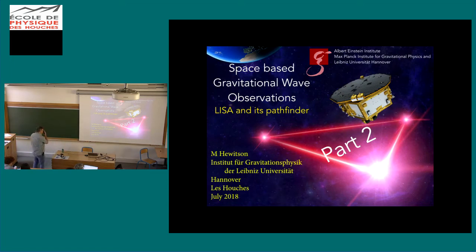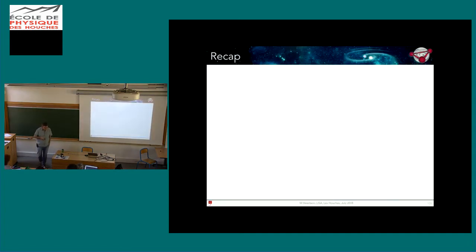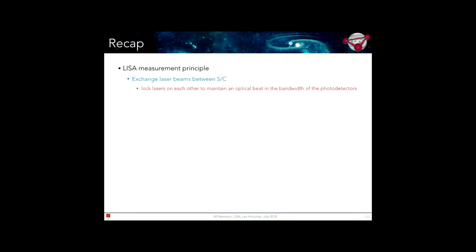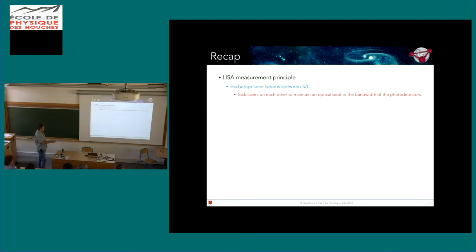Okay, so I'm going to carry on from where I left off yesterday. Just to recap what we did yesterday: we looked at the laser measurement principle, the idea that we exchange laser beams between satellites and also measure the motion of those satellites with respect to the free-falling test masses. And we also talked about why we need to lock those lasers to each other in order to control the optical beat signals that we're measuring the phase of.